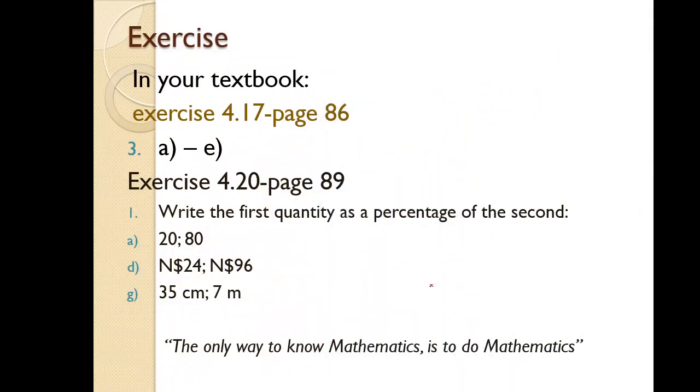And here is our exercise. If you go to your textbook, the exercise number and the page are there. In this first one, I only want you to do number 3, letters A to E. You're doing the whole of number 3 here. Then the next exercise, number 1, we are going to do A, D, and G.